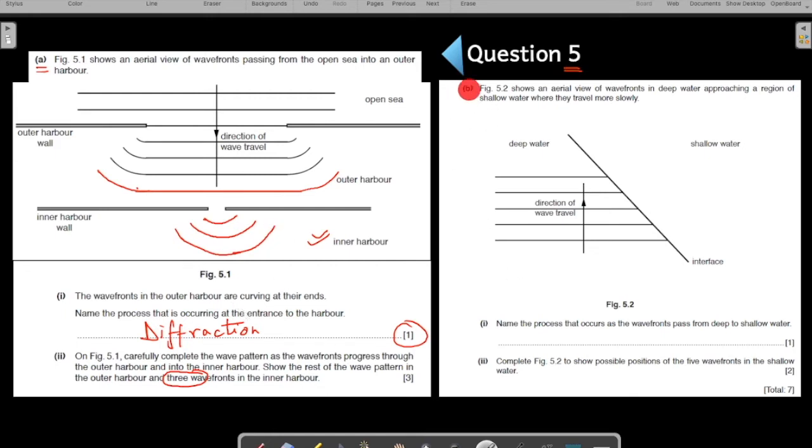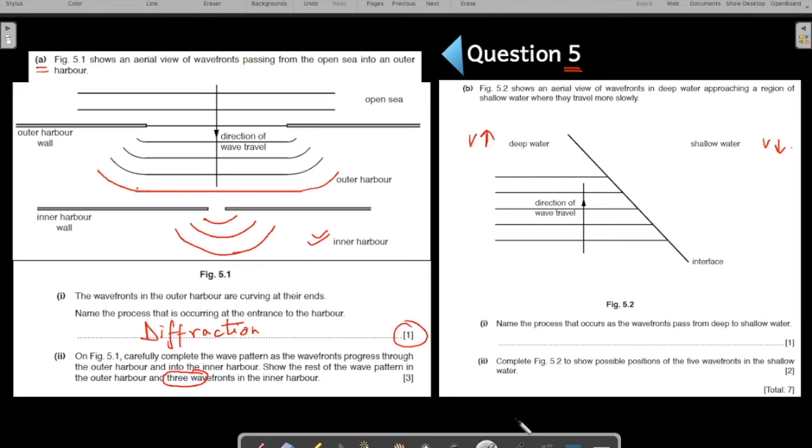Let us come to the next question. The figure shows an aerial view. So this first part was on diffraction. Looks like the second part is coming on some other concept. Looks like it is on refraction. It shows an aerial view of wavefronts in deep water approaching a region of shallow water, where they travel more slowly. So speed here is high, V stands for speed. Speed here is low.